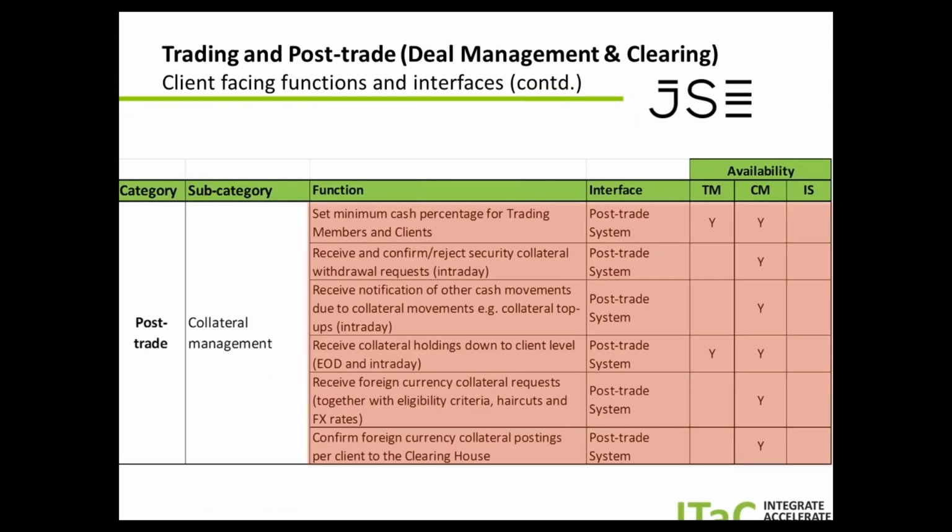Then lastly, collateral. So the collateral functionality, again, is exposed and used and managed through the eMAPI post-trade interface, which is the middle of the drawing that we saw at the beginning. So here, trading members and clients can be set by their clearing member, and for trading members for their clients, in terms of a minimum cash percentage. You can manage that. If you don't want to accept a certain amount of collateral, you want to limit it to a specific amount of cash, you can set that percentage here. You can receive and confirm, reject security collateral withdrawal requests intraday.